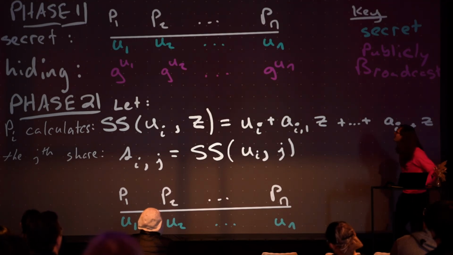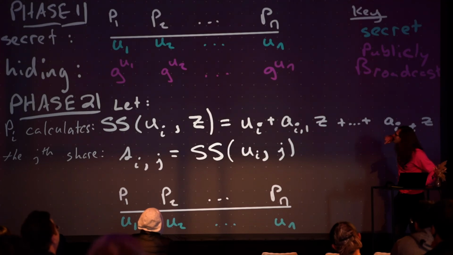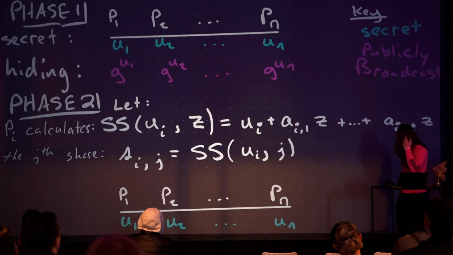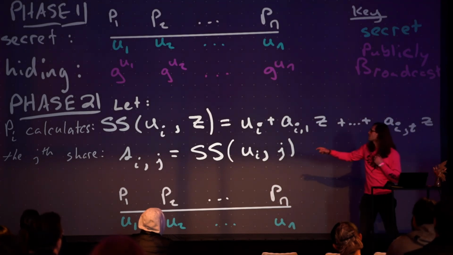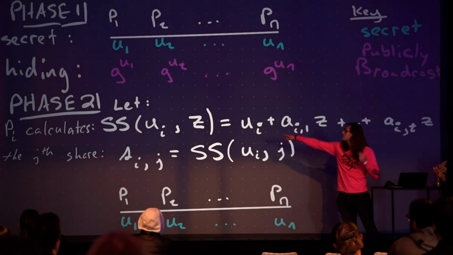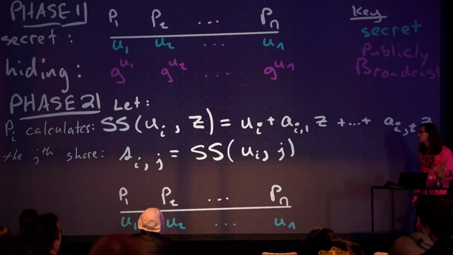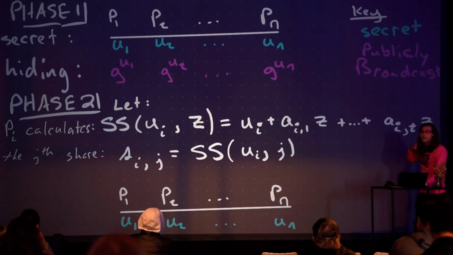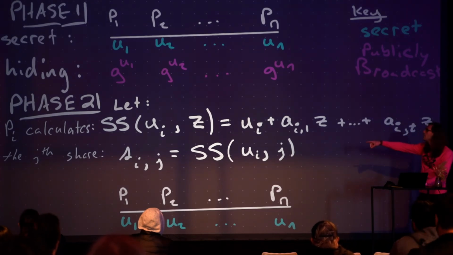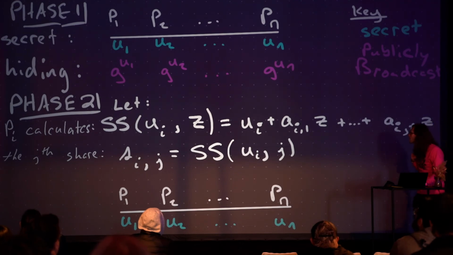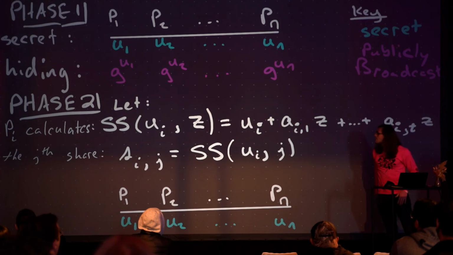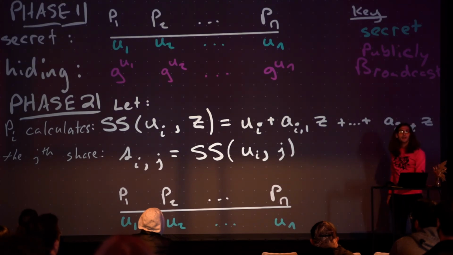Phase 2. So what do we know? Every party has their secret, their temporary secret, I should say, and they're going to calculate the secret sharing. I'm going to denote that as the capital S function of their secret, ui, and some variable yet to be evaluated. That's going to be the index at which it gets evaluated. And they're going to calculate a bunch of shares of their secret polynomial, Si and Sj.